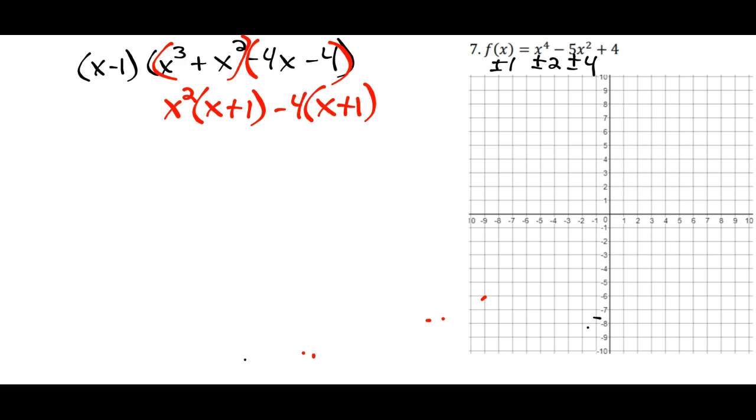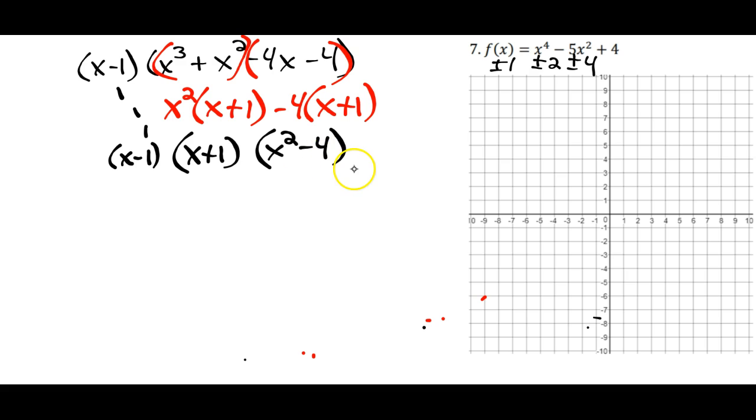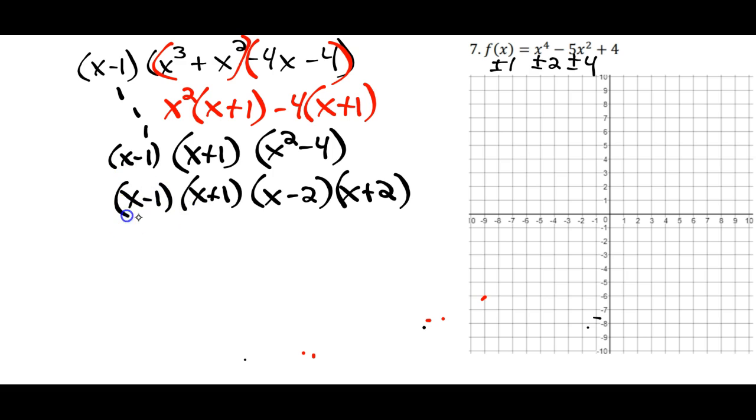So it did factor. So factor out an x plus 1, and this divided by x plus 1 leaves you with x squared left over. This divided by x plus 1 leaves you with a minus 4 left over. Don't forget we factored out an x minus 1 right here. Now this one is a difference of squares, so it can be factored to x minus 2 times x plus 2. And then we have x plus 1, and we have x minus 1. So this is my complete factorization there.